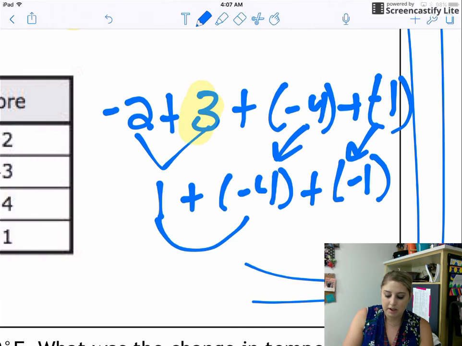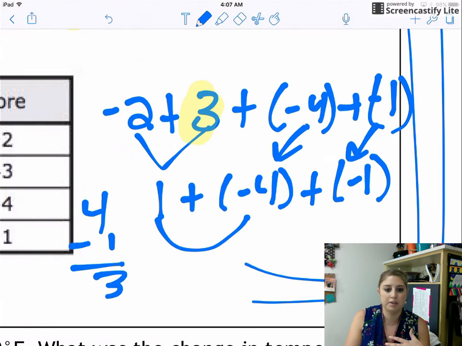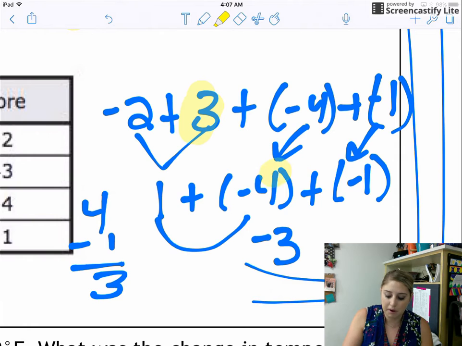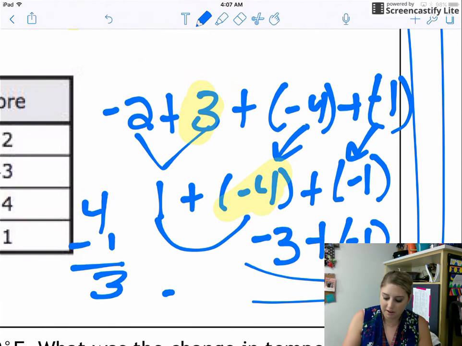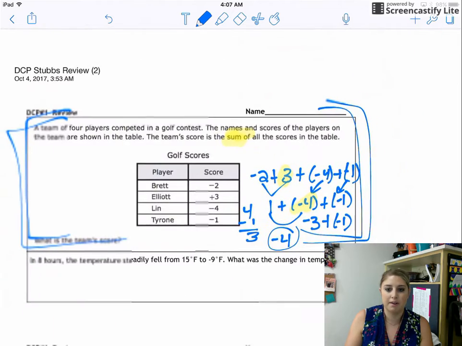All right, 1 plus -4, different signs, so subtract 4 minus 1, which is 3. But this time it's going to be a -3. And that's because -4 has the bigger sign. So be careful of those. Plus a -1. Same signs. I can sum them together. And that gives me -4.